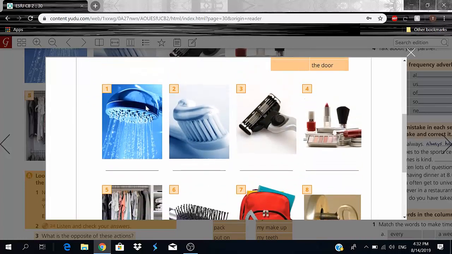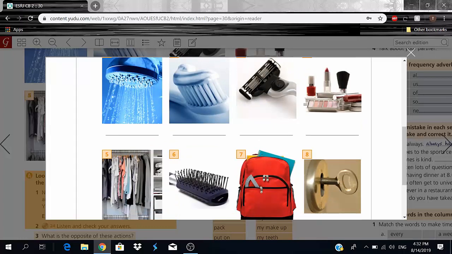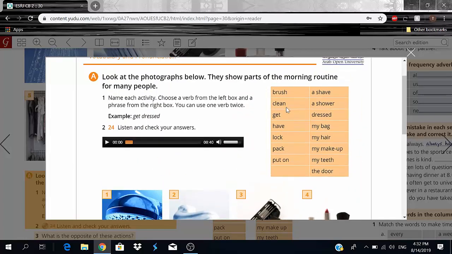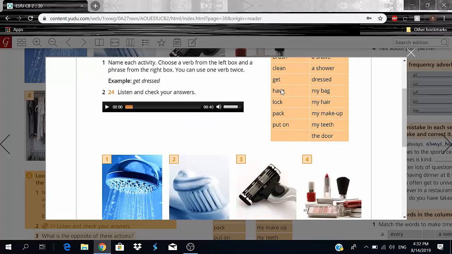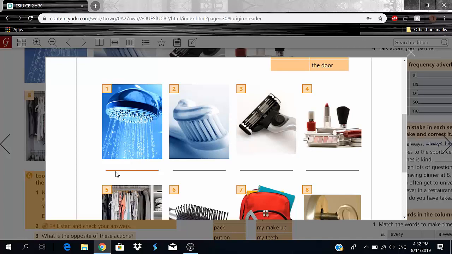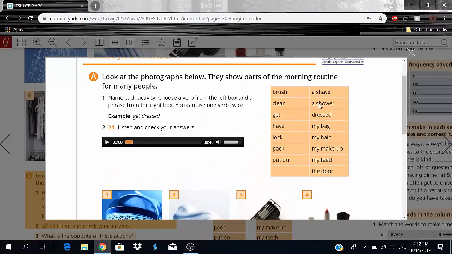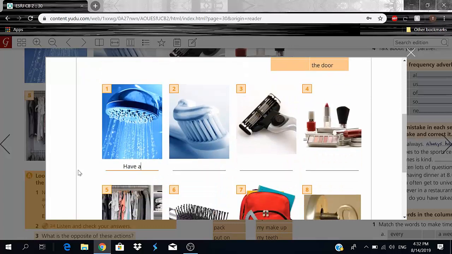So here we have, what do you guys think this is? Obviously, taking a shower or having a shower. This is obviously brushing your teeth, having a shave, things of that nature, okay? Things you basically do, or all of us do, in our daily lives. So, number 1, we have brush, clean, get, have, lock, pack, put on. It makes sense to use have. So we'll say have, and then a shower. So have a shower. Okay, you guys?